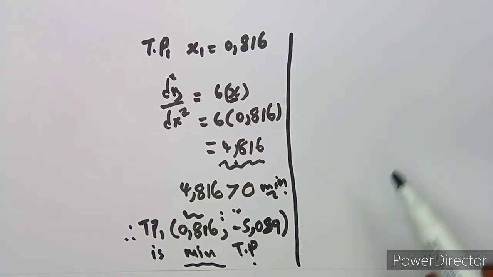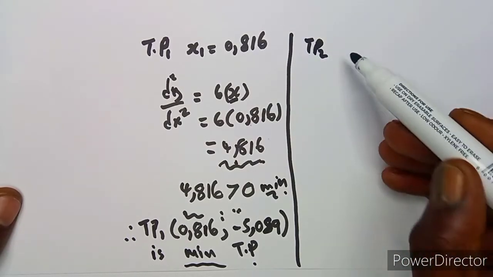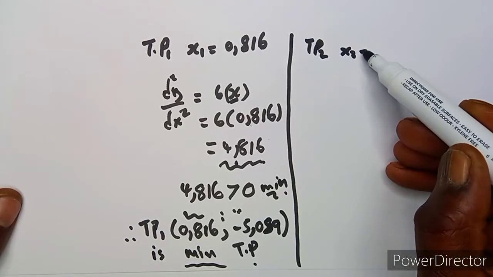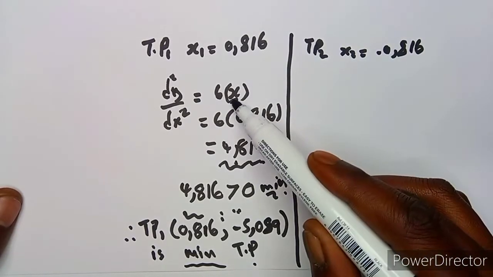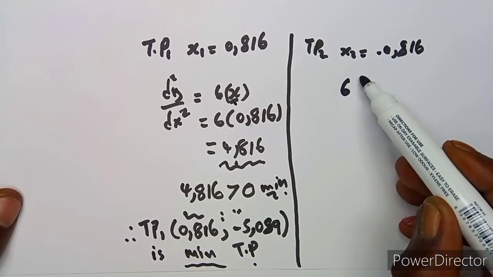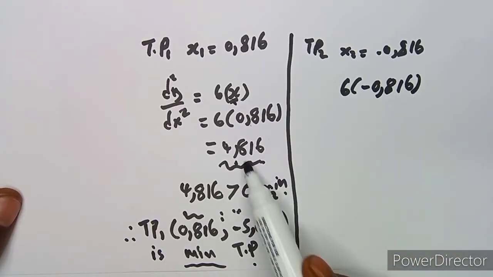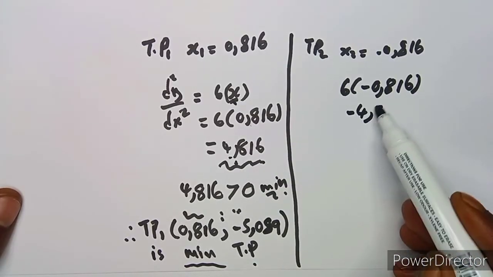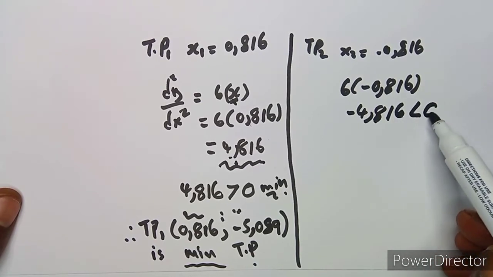So using the same thing, we apply this to TP2. We go on to the second turning point. Remember, x there was negative 0,816. So you just do the same. You substitute into 6x, which is 6 times negative 0,816. We are going to obtain the same value as that one, but it's going to be negative. And this value here is actually less than 0.